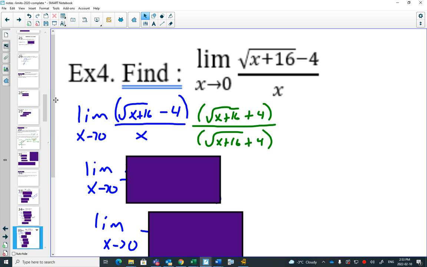And the limit is the y coordinate of the hole. Now my x's would cancel out. Right? Now if I write it, I would just have 1 on top. And now you can ask yourself, if I plug in 0 now, 0 plus 16, that's 16, square root of 16 is 4. So then I would get 1 over 4 plus 4, 1 over 8. Yes?